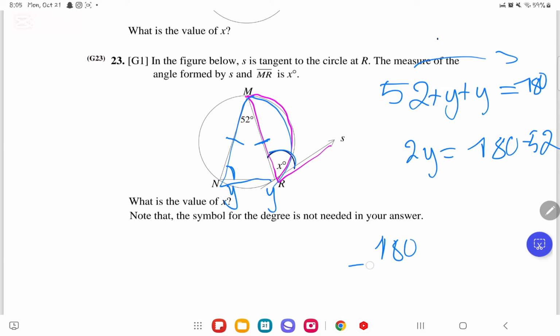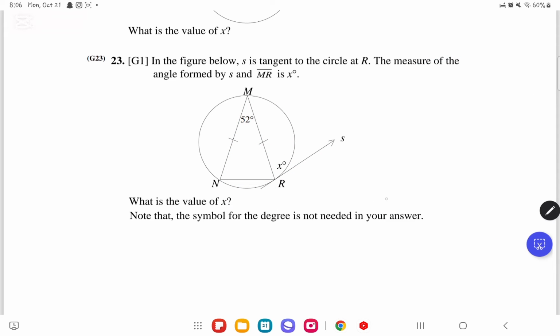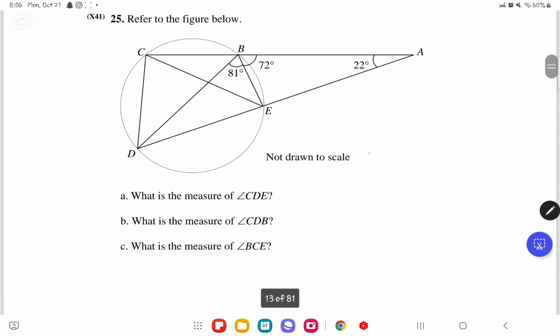So 180 minus 52. 10 minus 2 is 8, and then 17 minus 5 is 12, so 128. So 2y is equal to 128, so then y is equal to 64. So now we have the value of y, which is 64. And we said if we find the value of this angle over here, then we would have gotten x. So that means the angle x is equal to 64 degrees. Now, grid number 27.